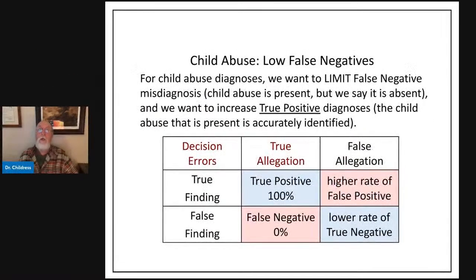So for child abuse diagnoses, we want to limit the false negative misdiagnosis, where the child abuse is present but we say it's absent. And we want to increase the true positive diagnoses. When the child abuse is present, we want to accurately identify it and protect the child. Now, for me, I want a true positive of 100% and a false negative of 0%. But that means I'm going to get higher rates of false positive and lower rates of true negative.